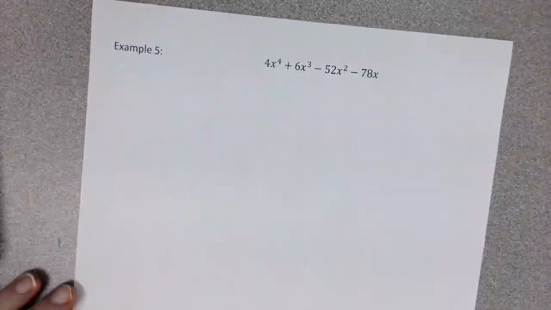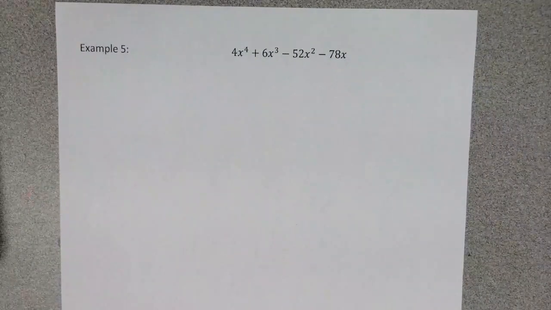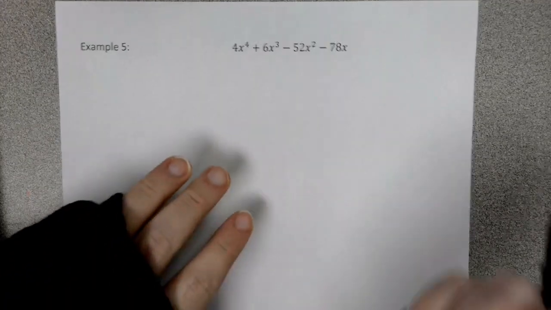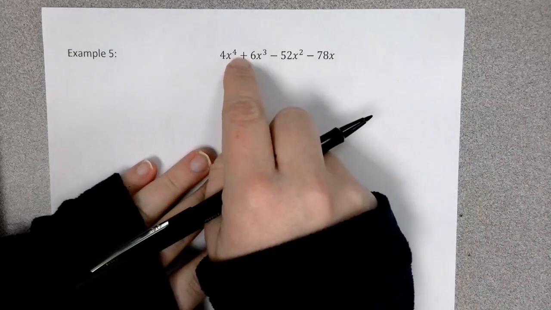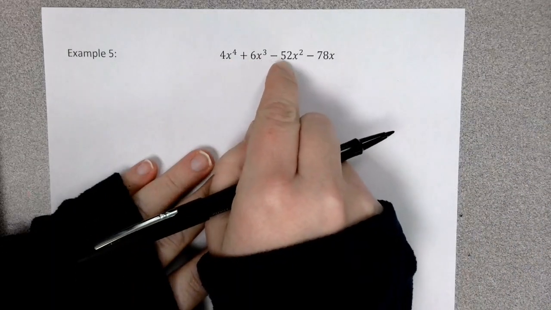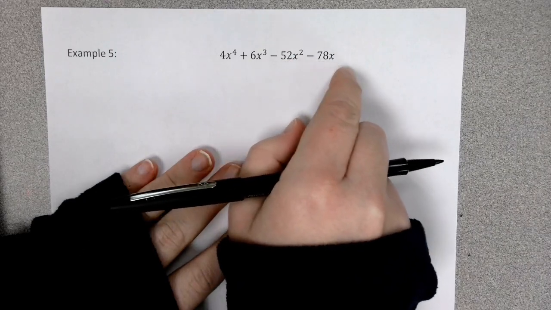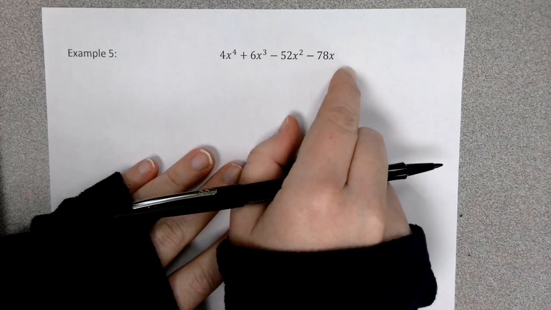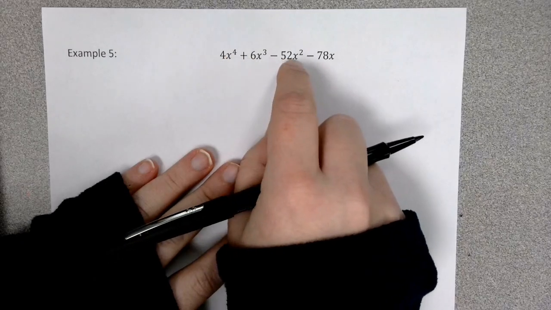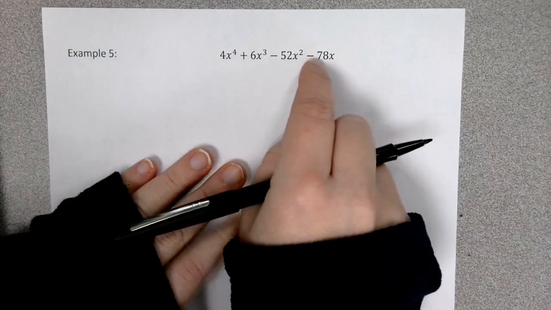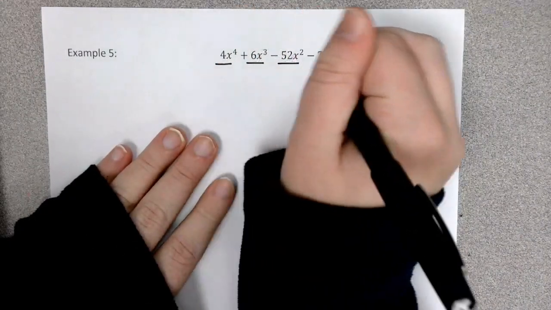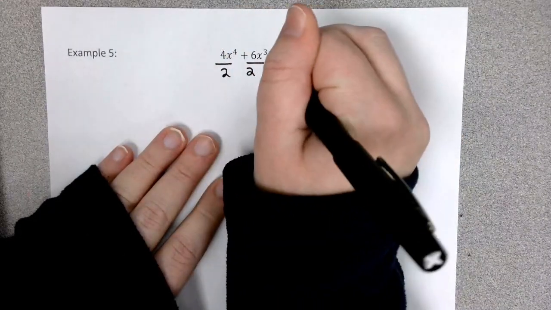Alright, your very last example, go ahead and write it down. First step is to always find the greatest common factor if there is one. I'm looking at 4x to the 4th, 6x cubed, negative 52x squared, and negative 78x. Now, I notice that all my coefficients are even, so I can definitely take a 2 out, but there's nothing bigger I can take out. So I'm taking a 2 out of everything.